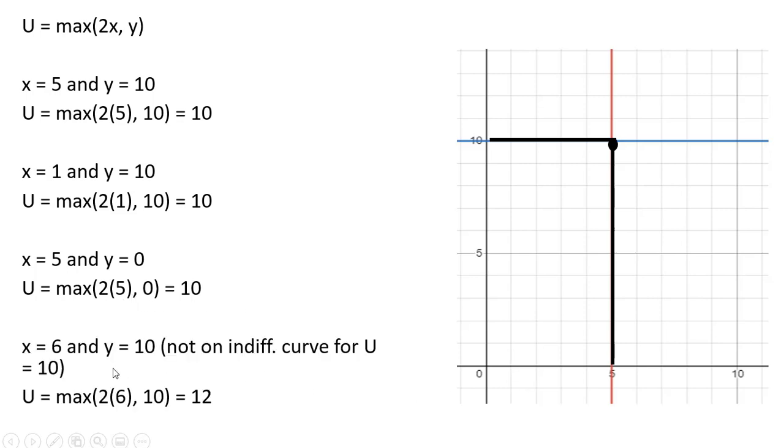And finally, let's just verify a point off this indifference curve does not give us 10 units of satisfaction. So when x equals 6 and y equals 10, that would be over here. That's going to give us some other level of utility. And as we can see here, that's going to give us a utility of 12.